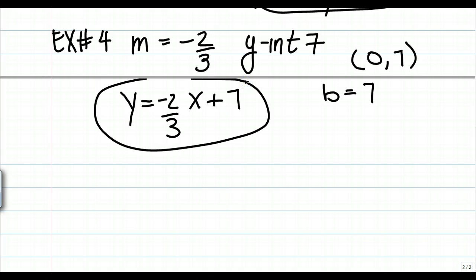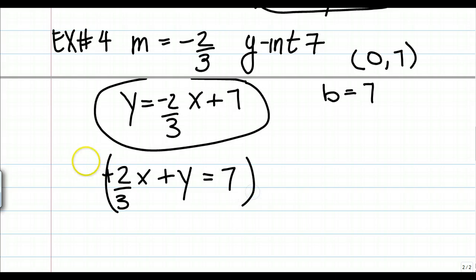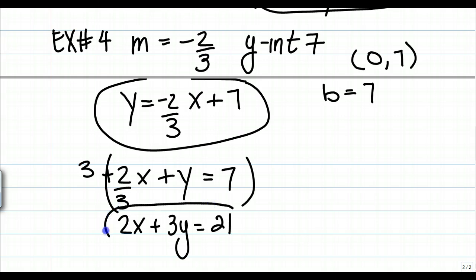If you needed to write it in standard form, you could do that. Remember, you would just move 2/3, and it's going to be positive, right? Because we're going to add it to the other side. 2/3 x plus y equals 7. So now I have x, y, and then a number, but again, you can't have any fractions, so you're going to multiply everything by 3. The 3's will go away, and I will multiply it to the y and to the 7. And this would be your equation in standard form.